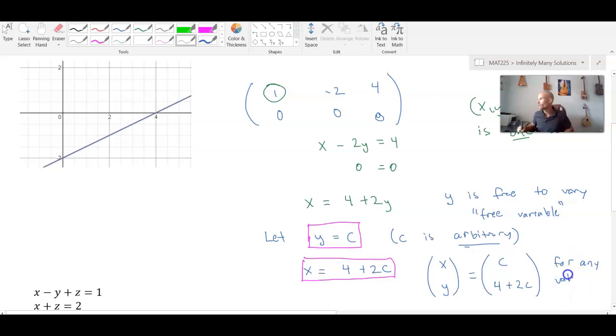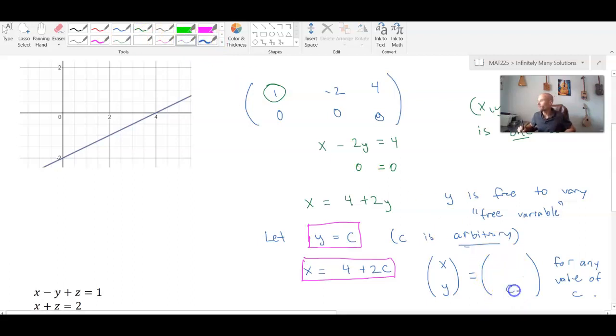Now I could just check this if I let y be equal to, excuse me, I have these two values backwards here. I misplaced my x and my y.